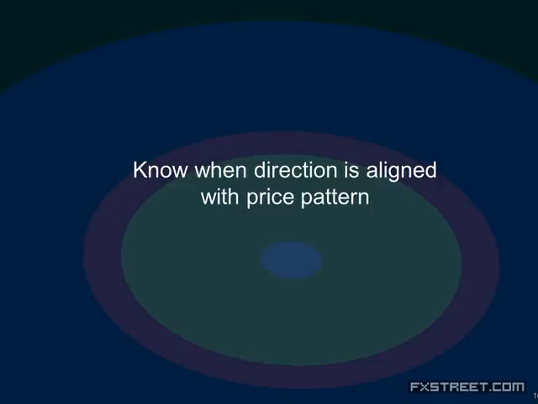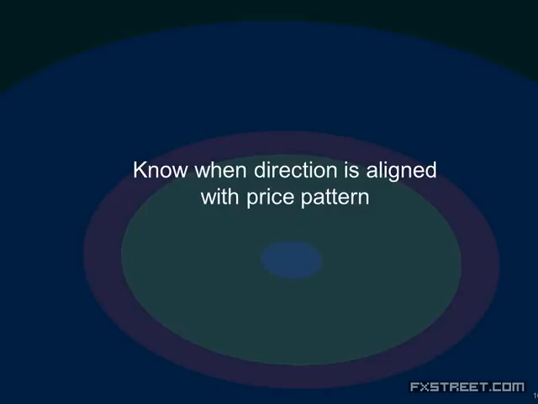I learned a lot over the 4 years it took to put together the courses at IBUniversity, and the most important thing was knowing when direction is aligned with price pattern, because this determines when to enter a trade and when to exit a trade. Essentially, this is the trigger that we use, when we want to know at that point when direction is aligned with price pattern.